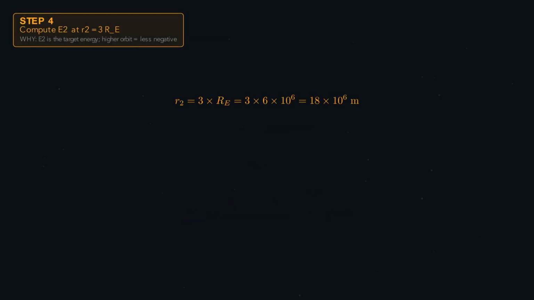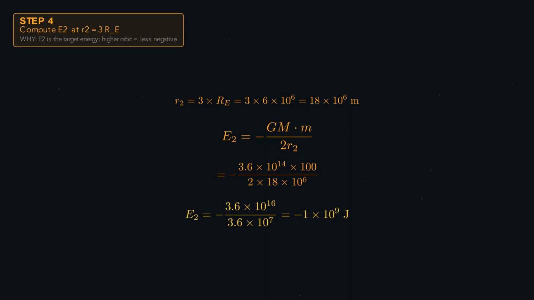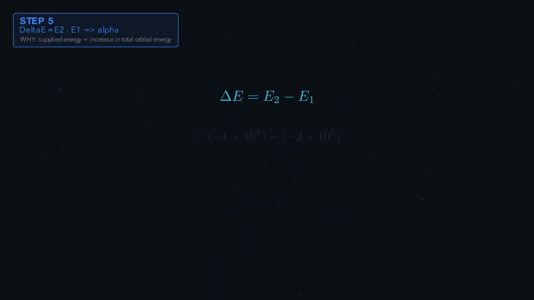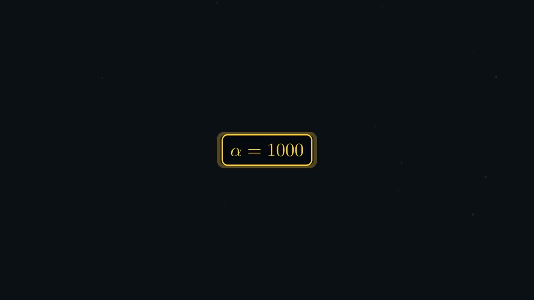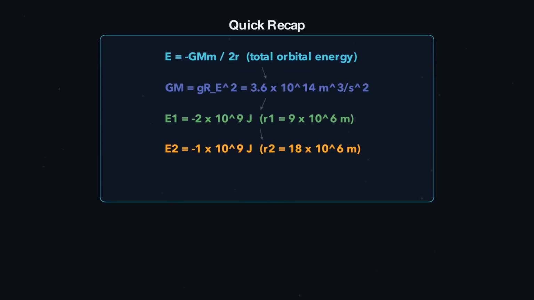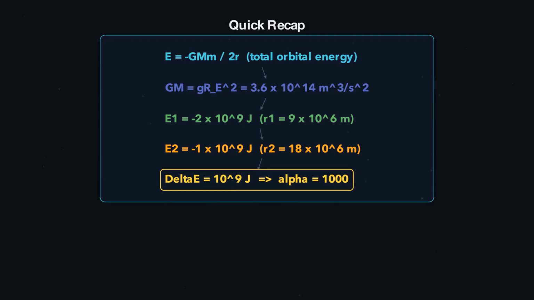At the initial orbit of 1.5 Earth radii, R1 is 9 million meters. Plugging into the formula, E1 equals negative 2 times 10 to the 9 joules. At the final orbit of 3 Earth radii, that's 18 million meters, E2 is negative 10 to the 9 joules. The energy we need to supply is E2 minus E1. That's negative 10 to the 9 joules minus negative 2 times 10 to the 9 joules.